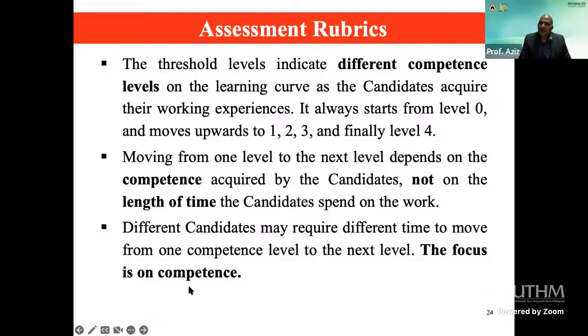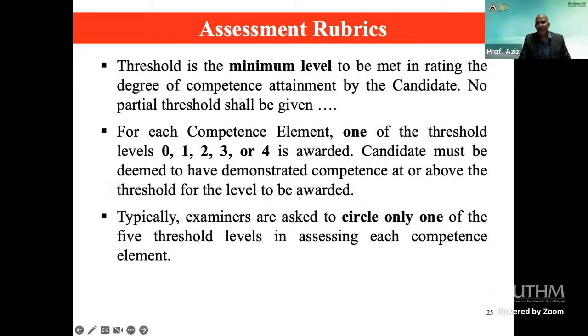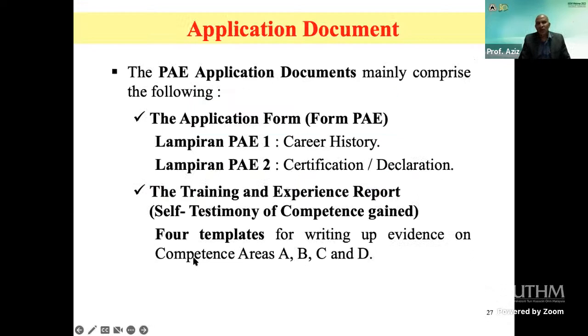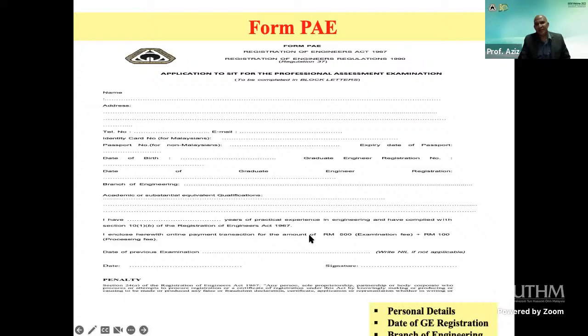For each competence, one or three marks have to be awarded. Typically, examiners have to circle only one. So the examiner will mark. The application document is simple. Career history, very simple, there is a form. The second layer is the declaration, and there is a template to fill in. If you want to look at these templates, you can. We have already changed them, so we make it very easy.